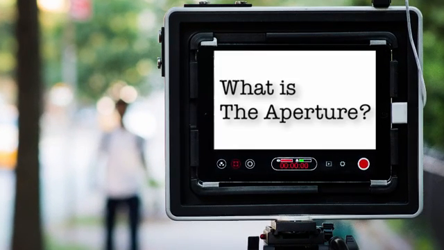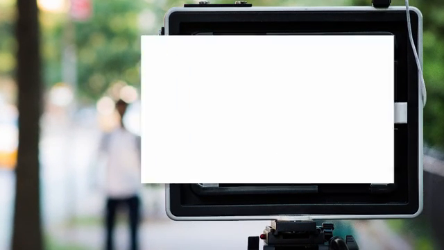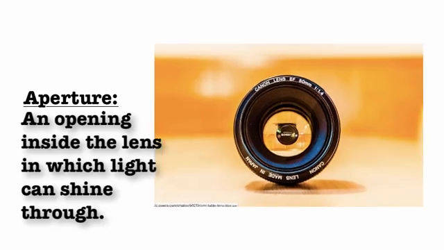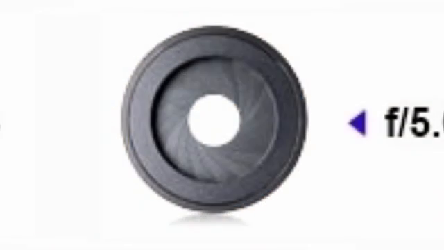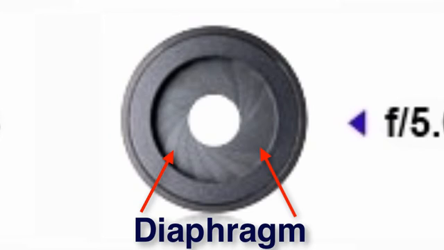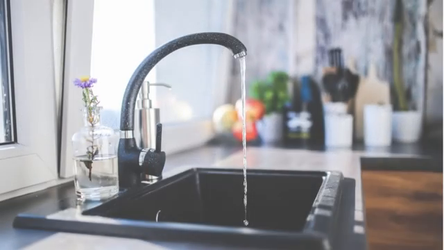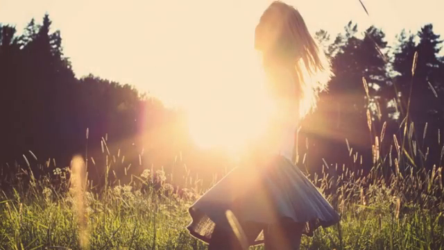What is the aperture? The simplest explanation for aperture is simply an opening inside the lens in which light can shine through. The size of the aperture's opening is controlled by a set of overlapping metal blades called a diaphragm. This set of adjustable blades determines how much light hits the sensor at any given time. Just think of this opening like the valve handle of a water faucet. The wider you open the faucet, the more water pours out. Well, the wider the aperture opening, the more light pours into the sensor.